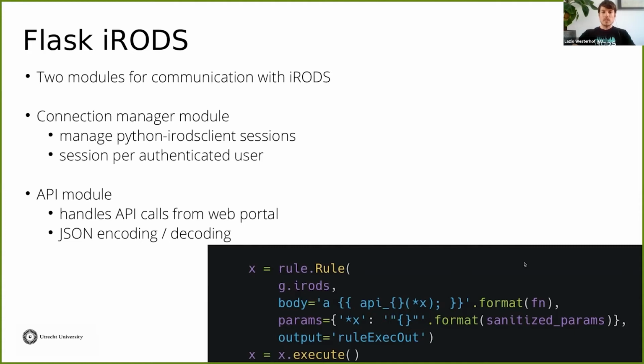And you see here a small snippet of the API module. This uses the Python iRODS client to create a rule. The first parameter of the rule is the iRODS session of the current authenticated user. The second is the body. It is a native rule language snippet calling a certain API function. And we add the parameters for this API function. And then we can execute this rule. And this will then trigger the function within the same name decorated with the API decorator in a rule set.